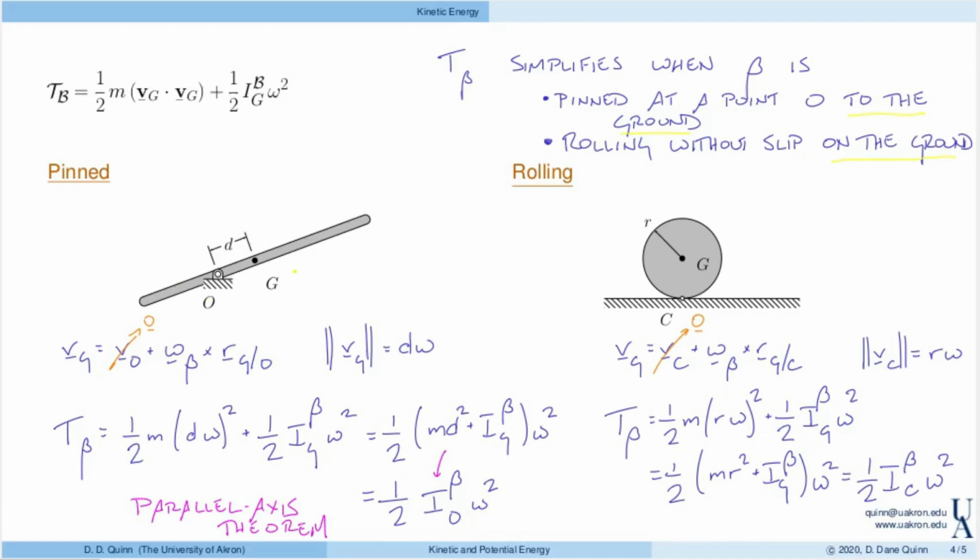And if this was rolling on something that was accelerating, if it was pinned to a point in motion, or pinned to another object that was non-inertial, then this would no longer be possible, right? So you really have to be careful when you apply these simplifications, that you make sure that you're either pinned to the ground or you're rolling without slip on the ground.